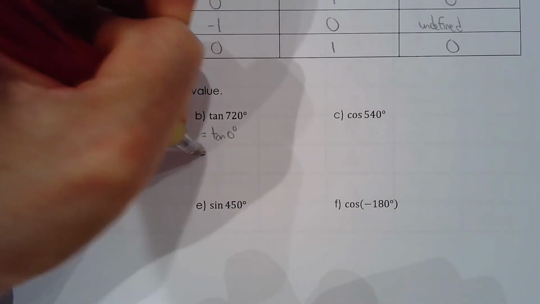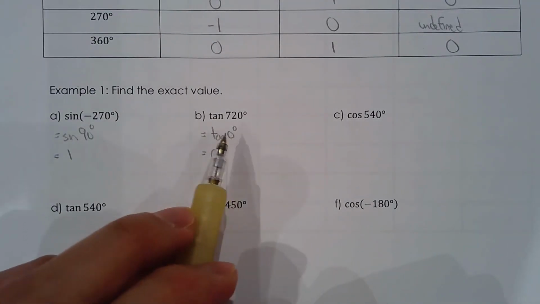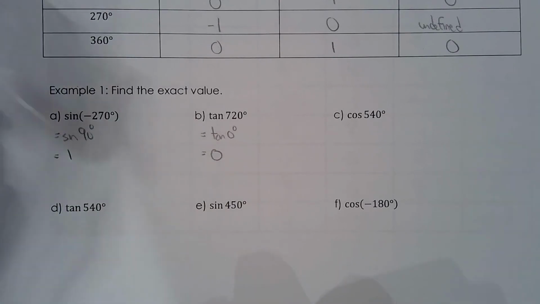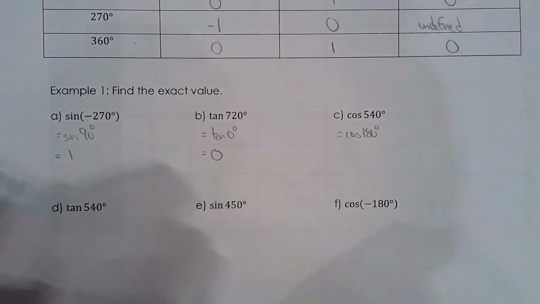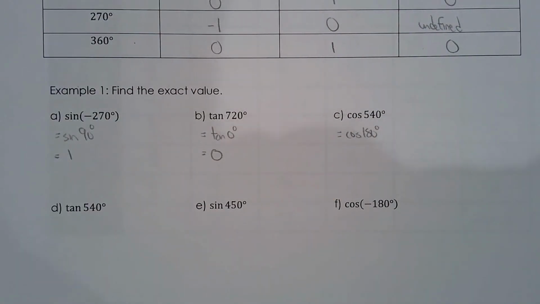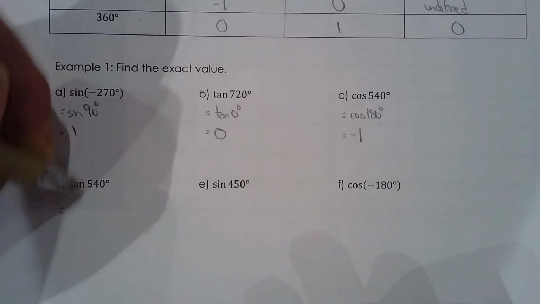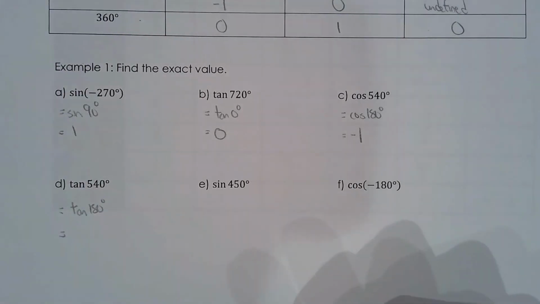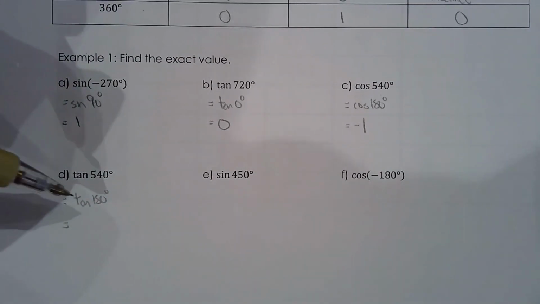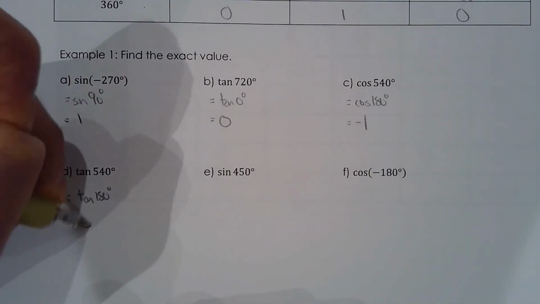Coterminal to 720 is 0. Tan 0 is 0 degrees. I'm studying the positive x-axis when I'm asking myself what tan 0 degrees is. Cos 540, subtract 360, that's 180. If I'm rotating 180 degrees, I'm looking at the negative x-axis, which means cosine is -1. Cosine 180 degrees is -1. Tan 540, that's 540 degrees, which means we're studying tan 180 degrees, and we're looking at the negative x-axis again, so that's 0.